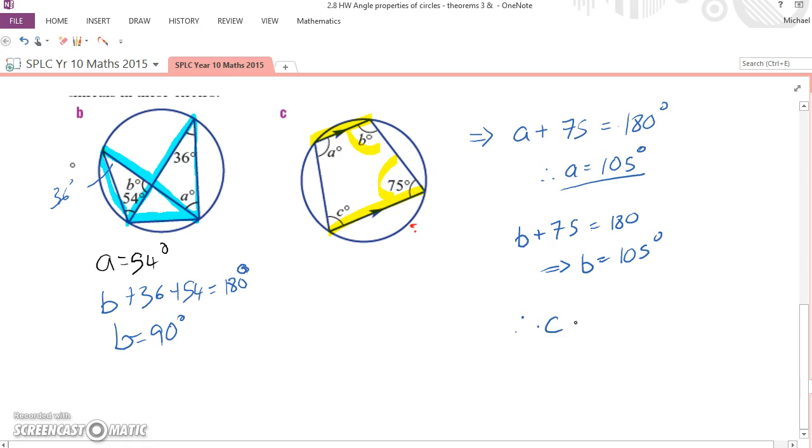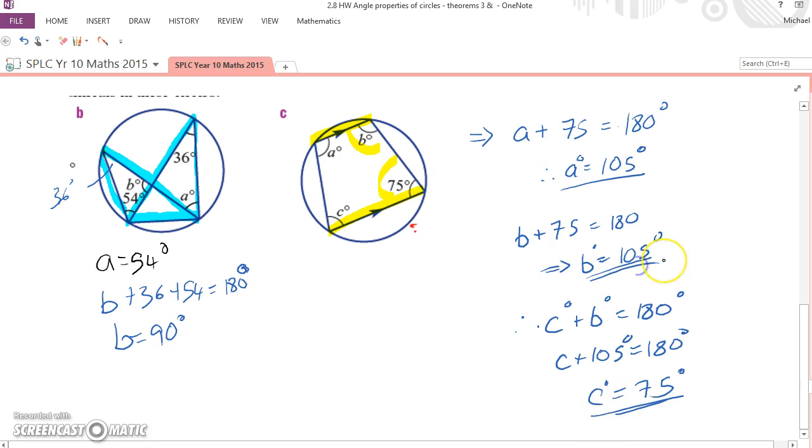And since this is a cyclic quadrilateral, C plus B equals 180. C plus 105 equals 180. Put our degree symbols everywhere. Then C equals 75 degrees. And you got all your answers.